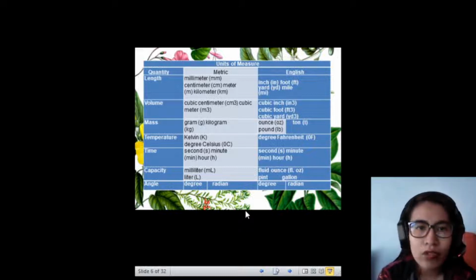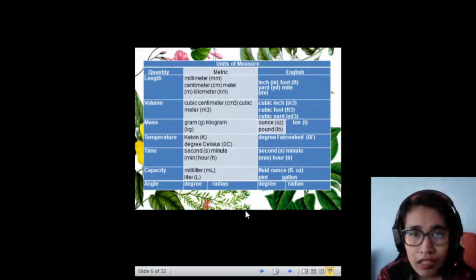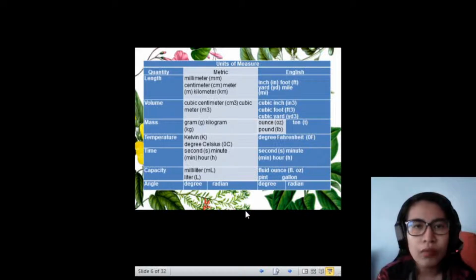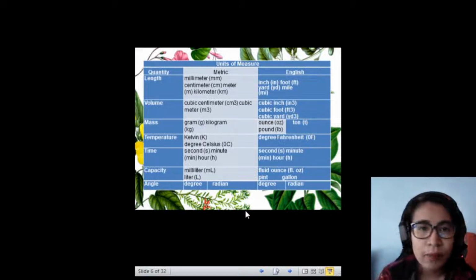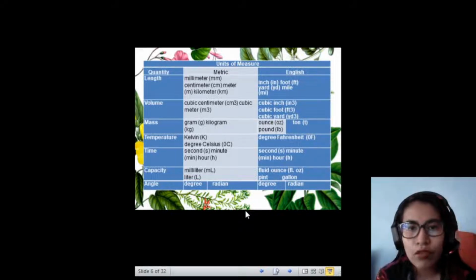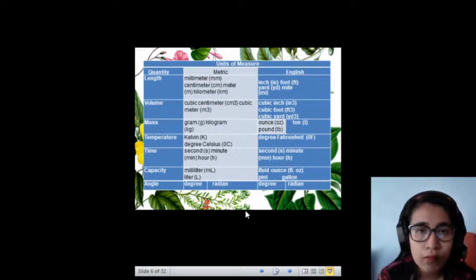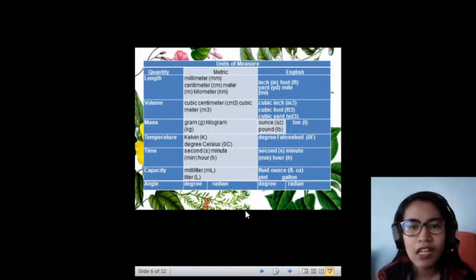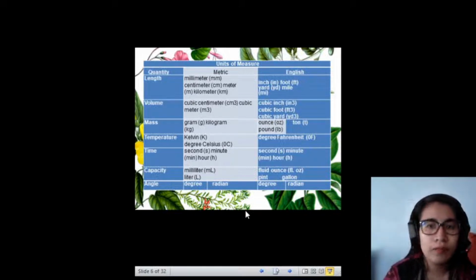And for the time, you have second, minute, hour. And for the English system, you have again second, minute, hour. It's the same for the metric and the English system for the time. For capacity, you have milliliter and liter. That's for the metric. And for the English system of capacity, you have fluid ounce, pint, gallon. And for the angle, using metric and English, they have the same, degree and radian.